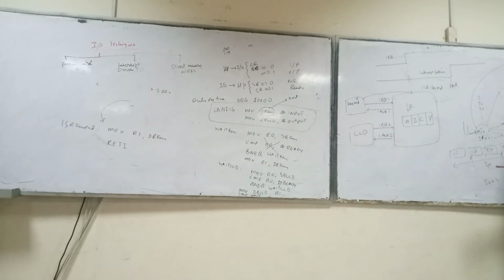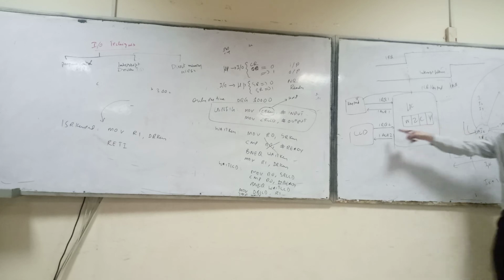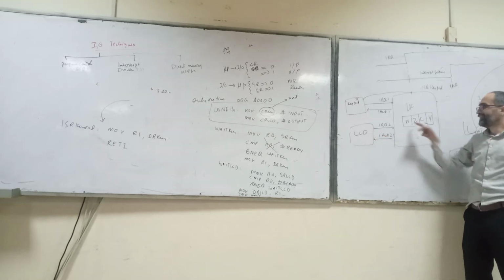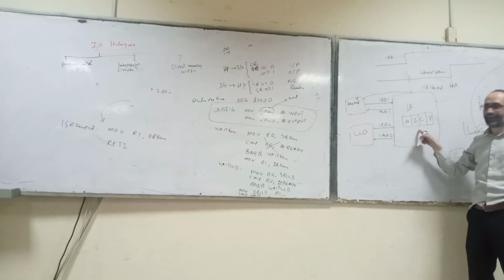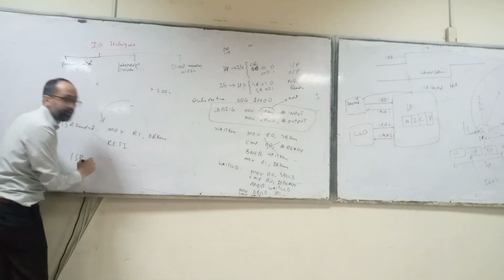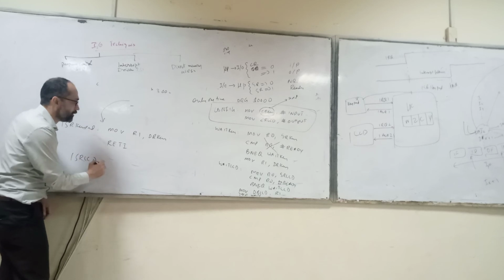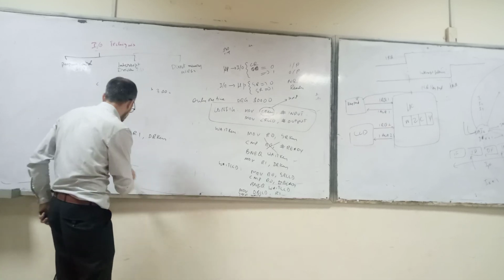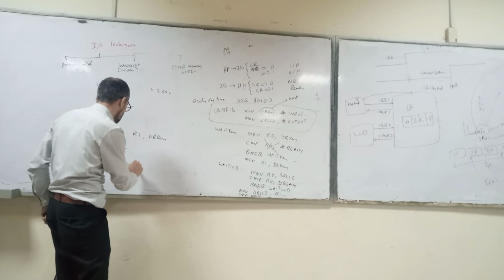When LCD will generate an interrupt, it will go to the microcontroller. Microcontroller will jump to another subroutine. ISR of what? LCD. Which code will be executed? Move DR LCD, R1.